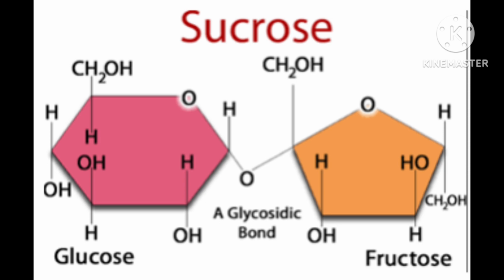These two monosaccharides are held together by a glycosidic linkage between carbon 1 of alpha-glucose and carbon 2 of beta-fructose. There are a total of 6 carbons, but now I am talking about carbon 1 of alpha-glucose and carbon 2 of beta-fructose. Last class I discussed alpha and beta: alpha glucose, beta glucose, alpha fructose, beta fructose.